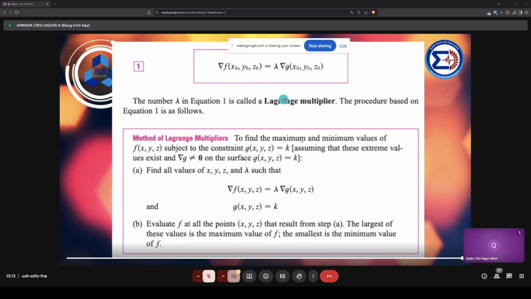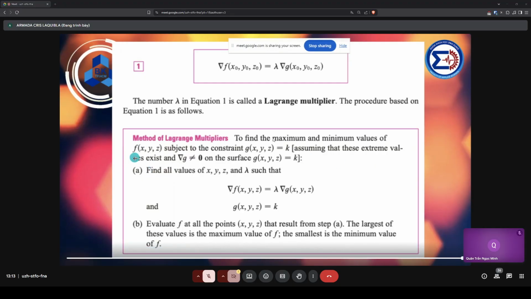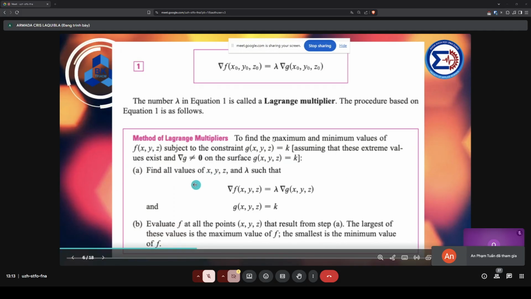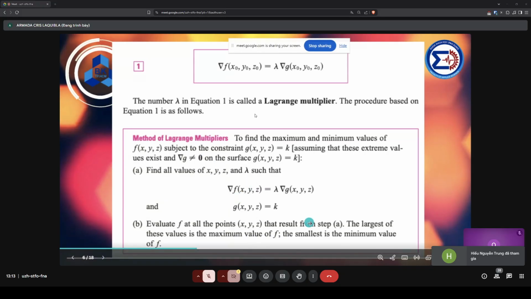This one, del f is equal to lambda del g. This is your Lagrange multiplier, the lambda there. So the procedure based on equation one is as follows. The method of Lagrange multipliers: to find the maximum and minimum values of f of x, y, z subject to g of x, y, z equal to k, assuming that these extreme values exist, and del g is not equal to 0 on the surface g of x, y, z equal to k, find all values of x, y, z and lambda such that del f is equal to lambda del g and g of x, y, z is equal to k.